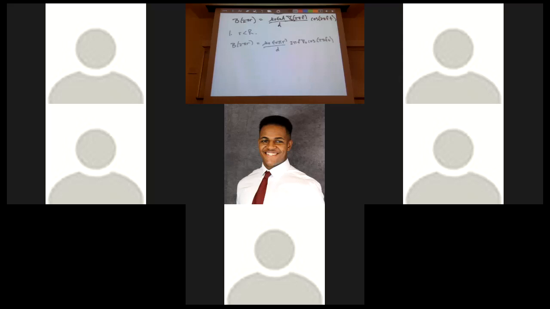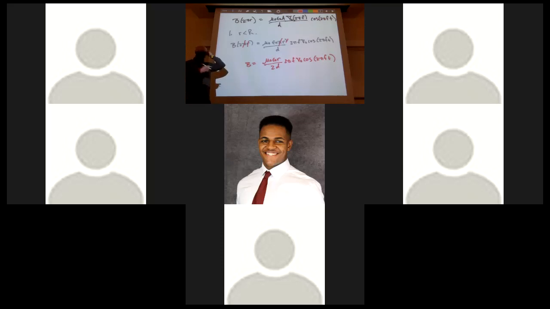So now I kill off terms: this pi is going to cancel this pi, this r is going to cancel one of these r's, which means that finally my magnetic field is going to be mu naught epsilon naught r divided by 2d times 2 pi times the frequency times V zero times cosine of 2 pi times the frequency times time. Okay. So this is the magnetic field anywhere inside of the plates.